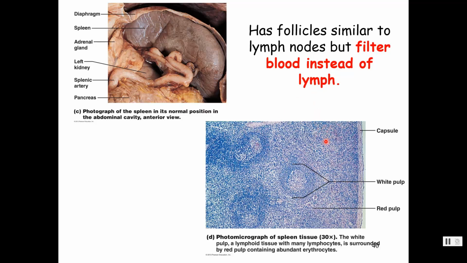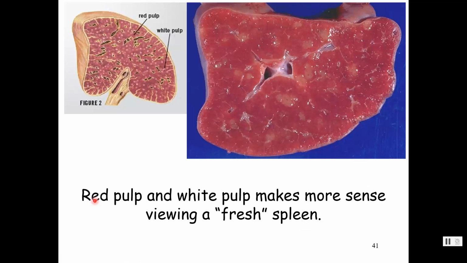Big thing too, it has follicles. So it has a similar function to lymph nodes, but like I said, instead it's filtering blood instead of lymph. So it's going to store blood for us, removal of worn out red blood cells, so the red blood cell graveyard, old platelets, it's going to store monocytes for us and platelets. And so just kind of remember those functions.